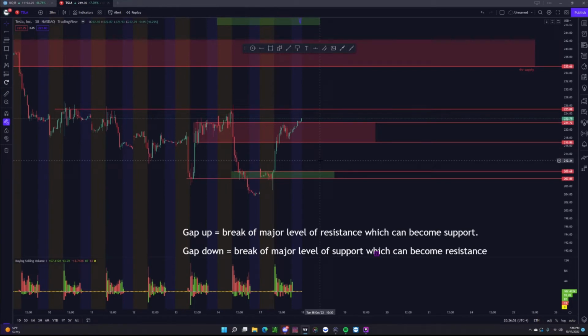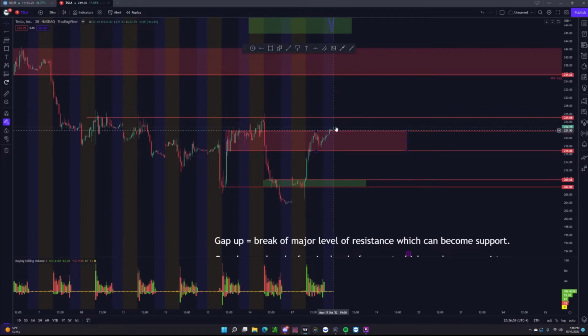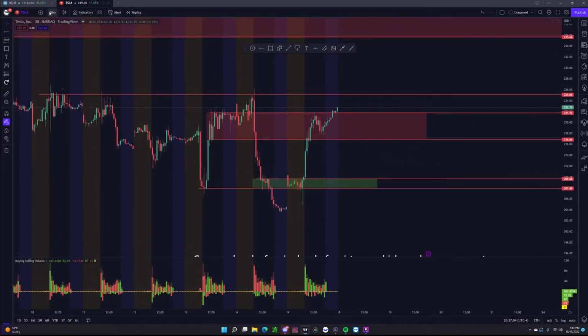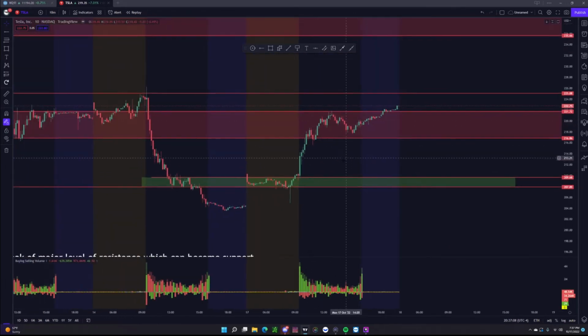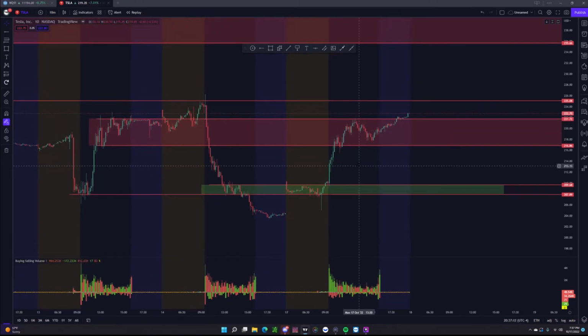But as you know, we were coming off a demand level, and Tesla was severely oversold. We're breaking above it in post-market, but as you can see during the actual live market hours, we actually tested that supply quite nicely. We went all the way to the top of it and then ended up getting rejected.